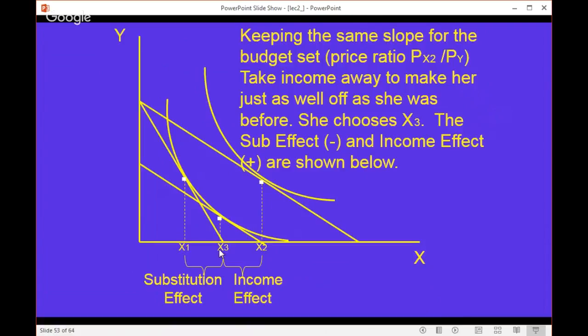And of course, the rest of the difference between where he ended up, up here, and X3 is the income effect. He consumes more of X because he's richer. So I keep the same slope as a parallel shift. I take income away from her to make her just as well off as she was before. She chooses X3. In this case, the substitution effect is negative, and it's always negative. And here, the income effect is positive.